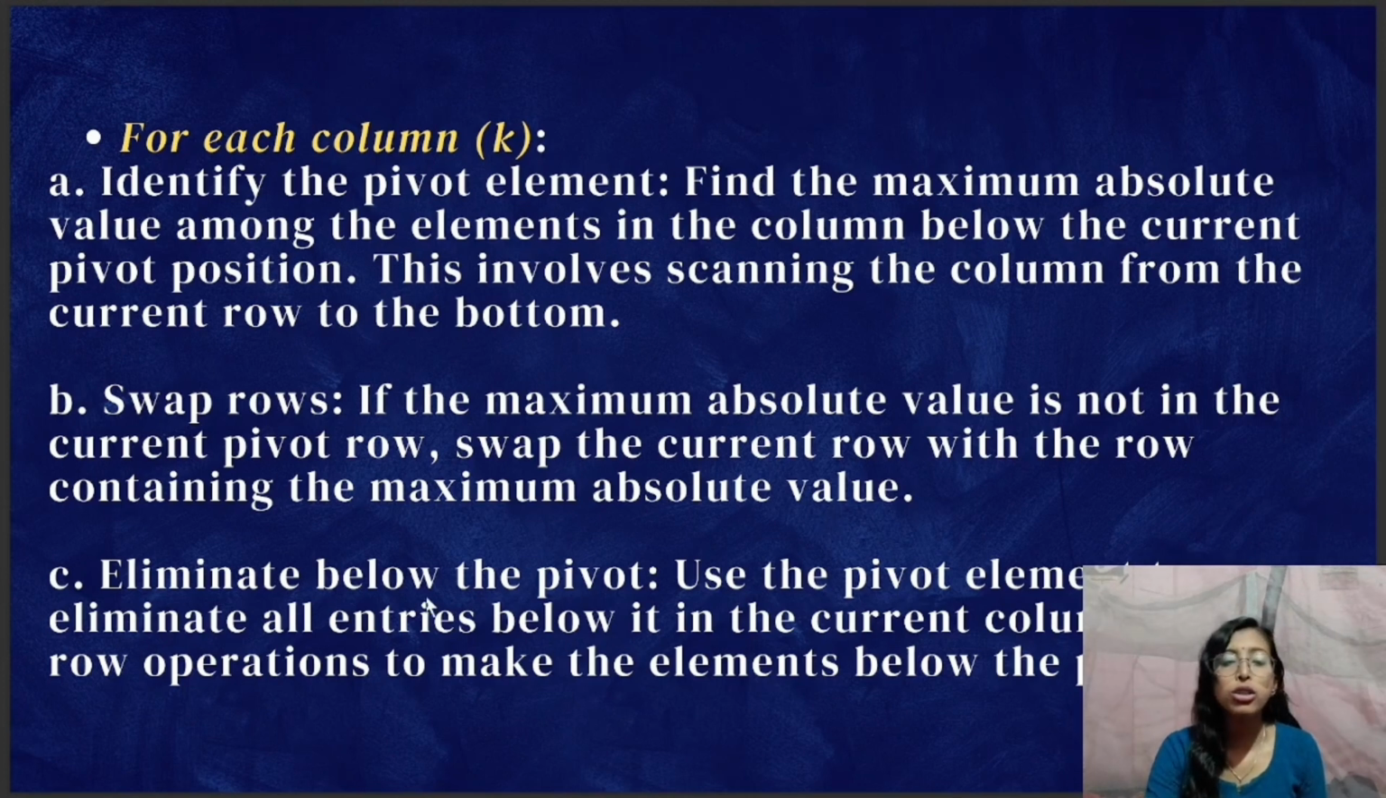Now the third is to eliminate below the pivot. Use the pivot element to eliminate all entries below it in the current column. Perform row operations to make the elements below the pivot 0. Since we have selected a pivot by swapping the rows, now the main aim of this method is to make the elements below the pivot 0.